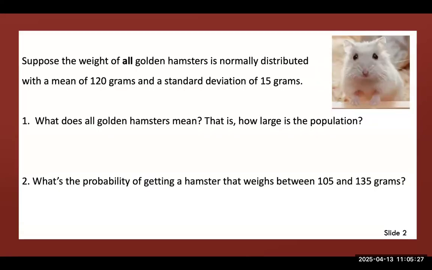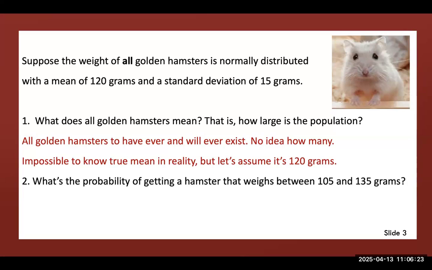We're going to start section 7.1, which is about sample means, the t-distribution, and the central limit theorem. Suppose the weight of all golden hamsters is normally distributed with a mean of 120 grams and a standard deviation of 15 grams. My first question to you is, what do I mean by all golden hamsters? That is, how large is the population?